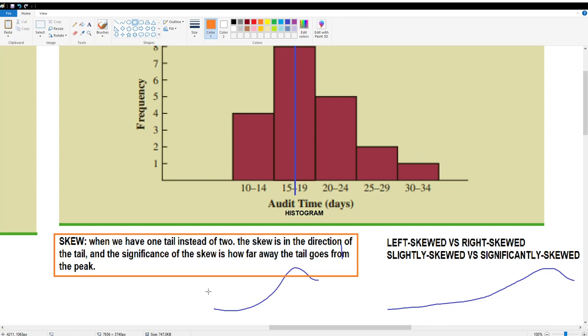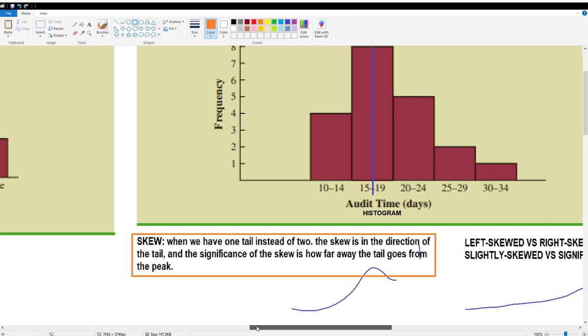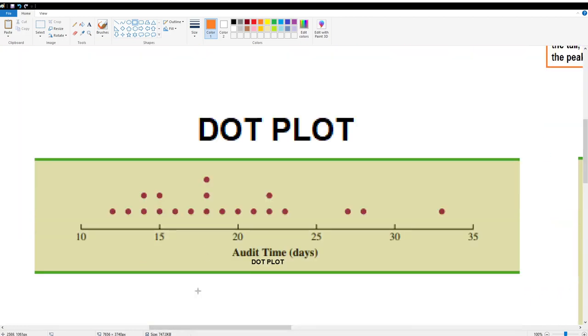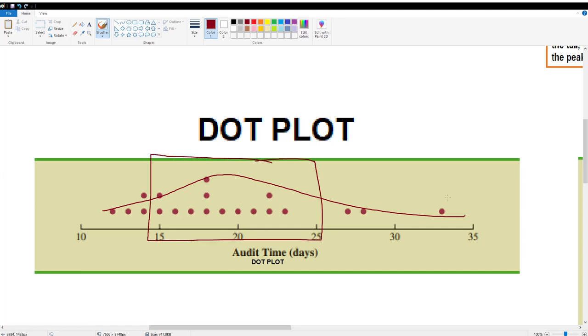So, now that we've talked about the skew, let's continue. We also have a dot plot. And as you can see, the dot plot also makes the skew pretty apparent. So, here, it's technically a bit more flattened, but your peak is right in here. Your tail is not too massively far away from it. It's a decent bit of ways, but not massively. A dot plot is, as implied, a bunch of dots on a line, where these dots are your individual data values. Nothing too crazy here.